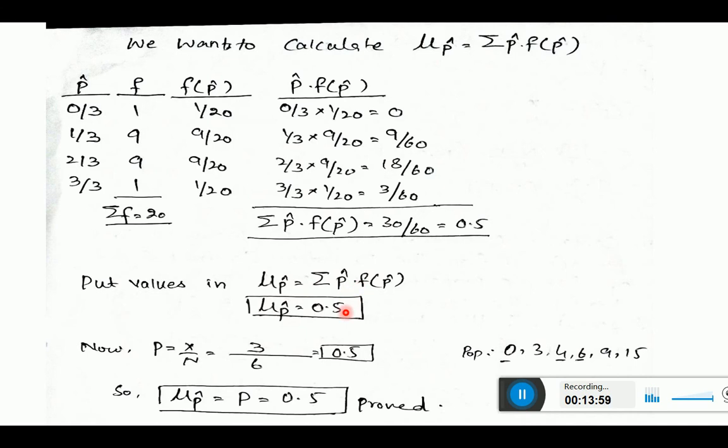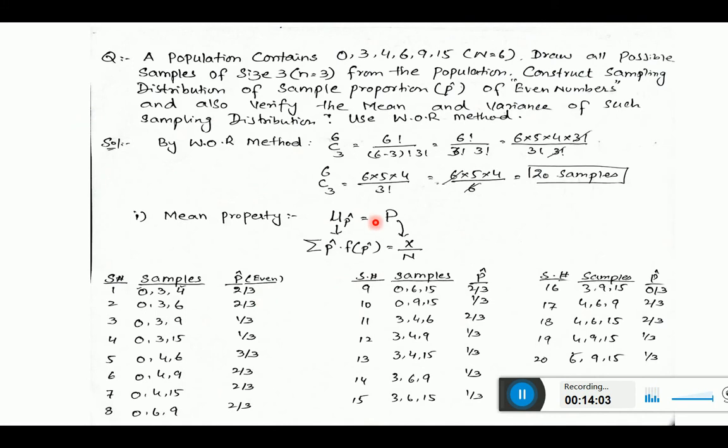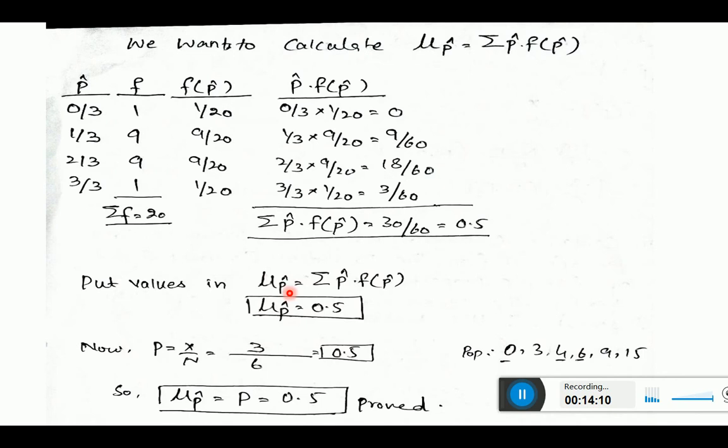Now, if you remember, I told you that mu of p cap must be equal to p, the population proportion, which is x by n. Now I am going to calculate x by n. On the left side, p is equal to x by n.